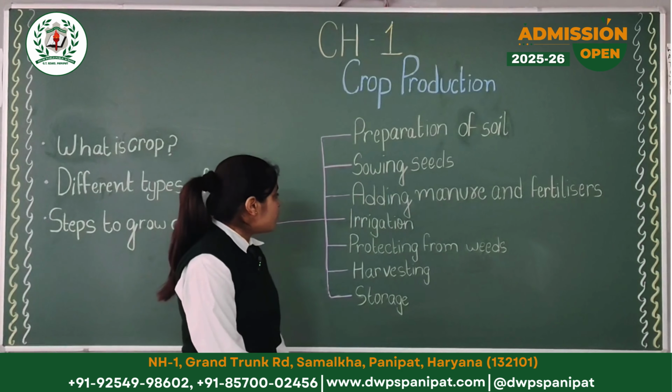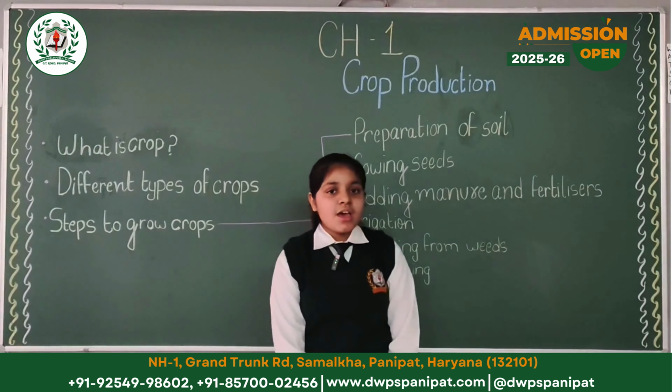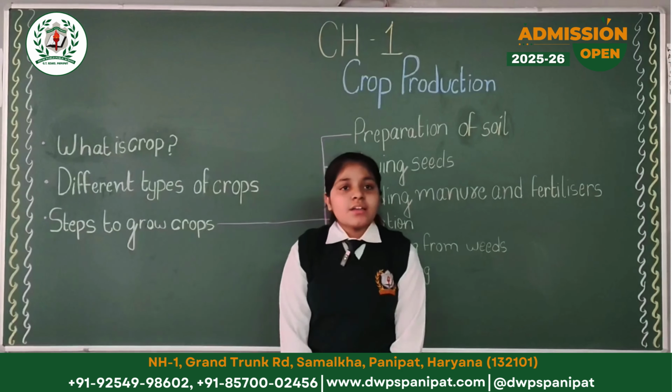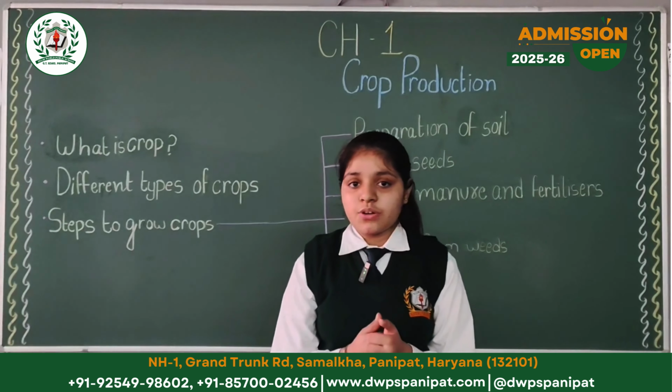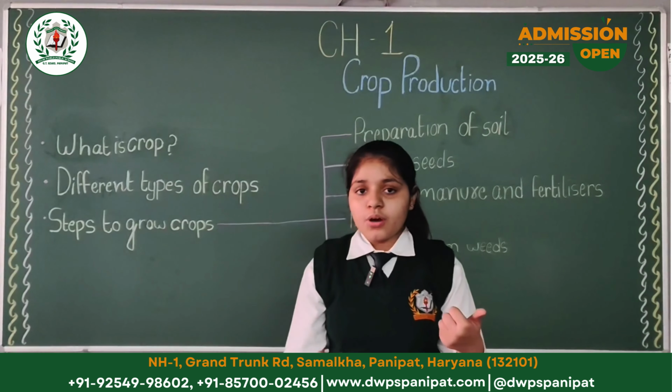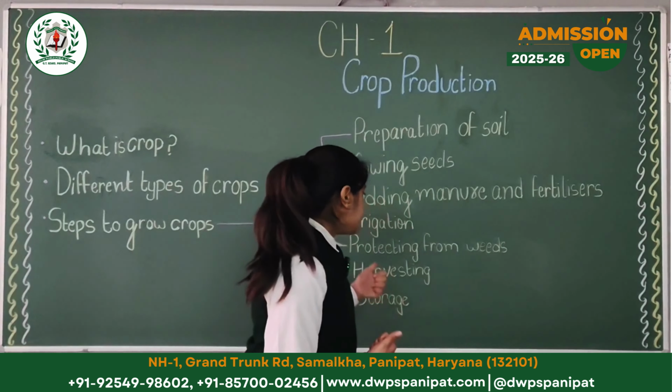Let's come on to the fourth topic, that is irrigation. The regular water supply at regular intervals is known as irrigation, and it is very necessary for the germination of plants. Let's come on to the fifth topic, protection from weeds. Protection from weeds is very necessary as weeds are undesirable plants which destroy the crop and use all its nutrients.